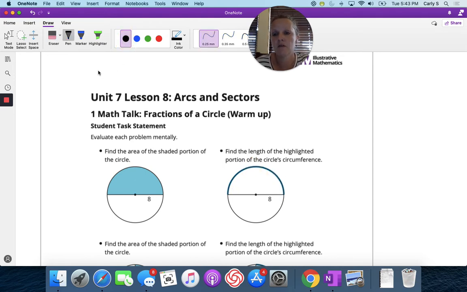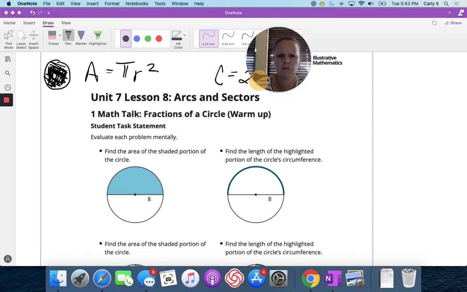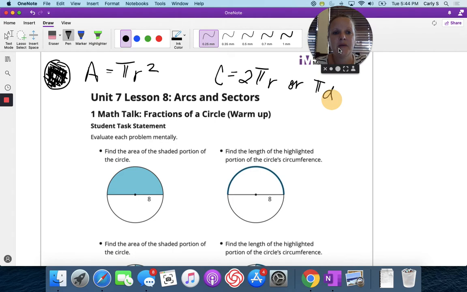The thing I want to review with you before we start in this section is the area of a circle is pi r squared, okay? And the definition of that is all of the space inside the circle. That's the area of the circle. Now, circumference of a circle is 2 pi r, or pi d. R being the radius, d being the diameter.